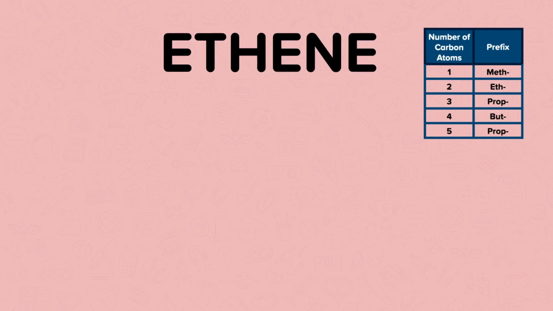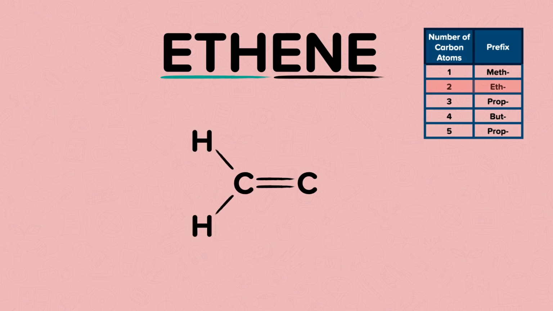Ethene. Here is an alkene containing 2 carbon atoms and a double bond, so it starts with eth and ends in -ene. Ethene is the simplest alkene, because there must be a minimum of 2 carbon atoms in order for a carbon-carbon double bond to form.